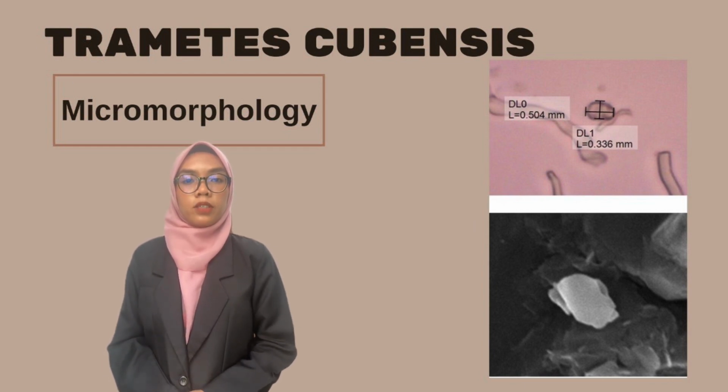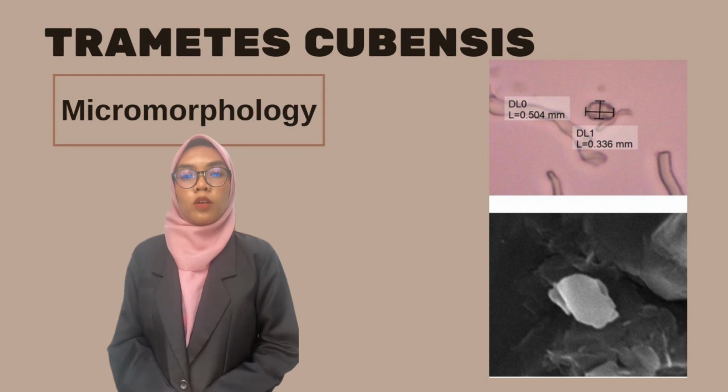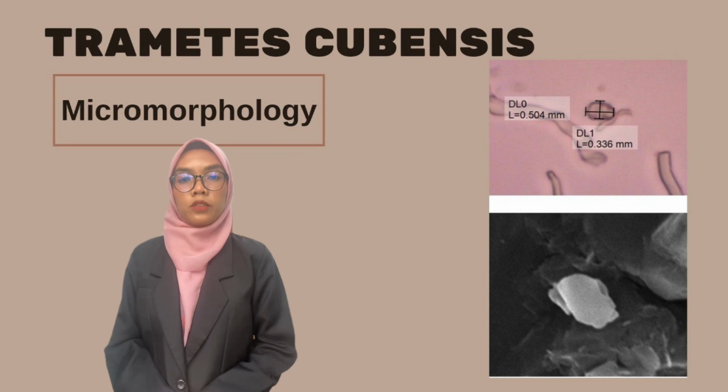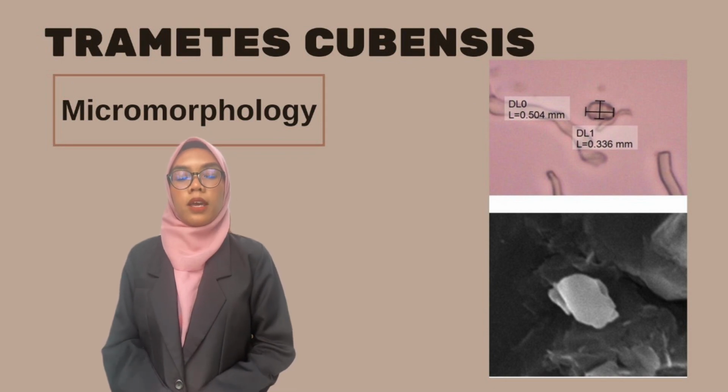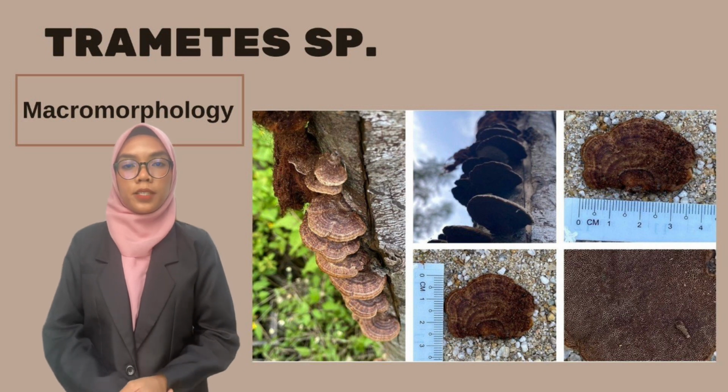Trametes cubensis is closely related to Trametes lactinea. Trametes cubensis is distinguished by an annual basidioma and small pores, whereas Trametes lactinea has an annual to perennial basidioma and large pores. This species was suspected Trametes species.